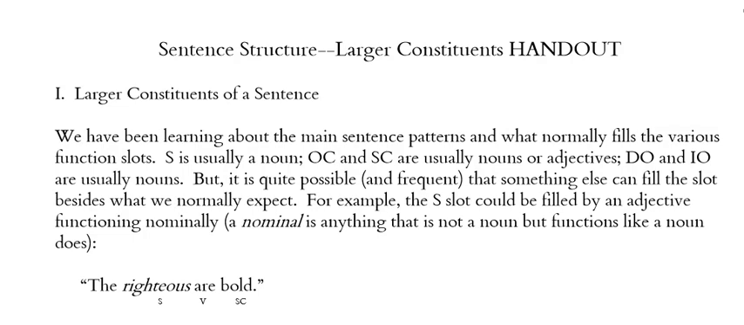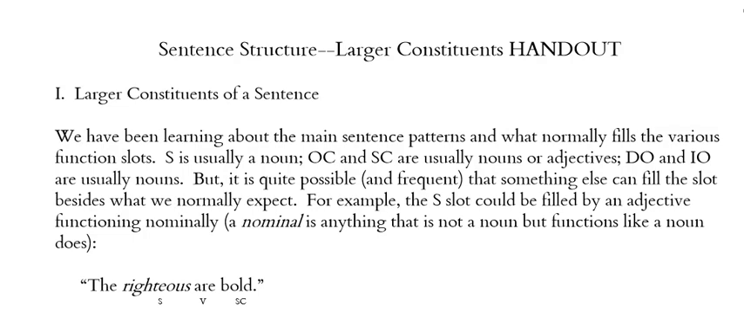We've been learning about the main sentence patterns and what normally fills the various function slots. Subject is usually filled by the part of speech known as a noun. Object complement and subject complement are usually nouns and adjectives. Direct objects and indirect objects are usually nouns. But it is quite possible and frequent that something else can fill the slot besides what we normally expect.